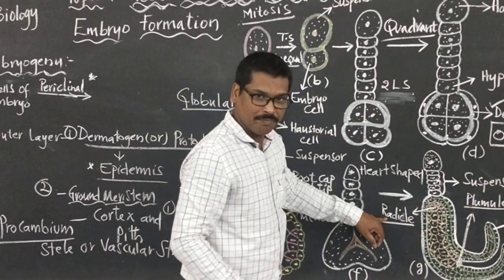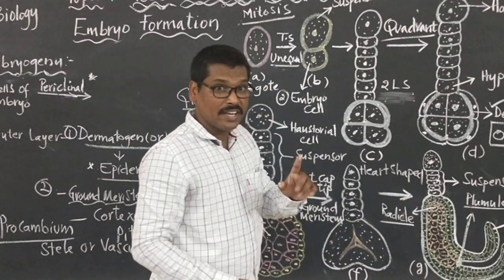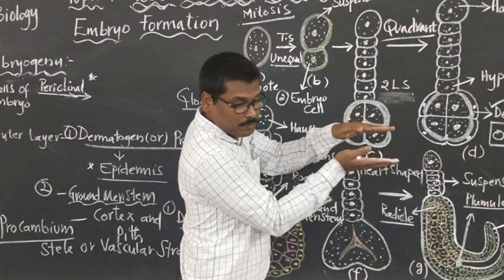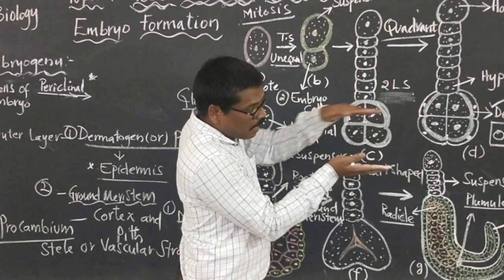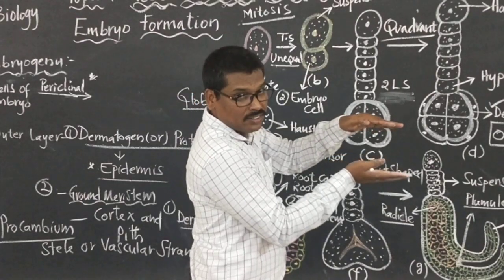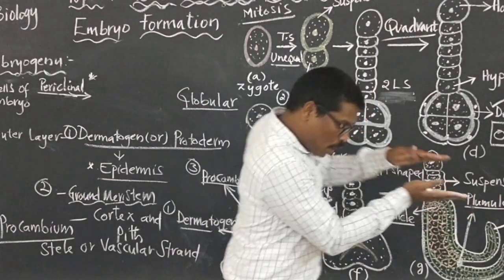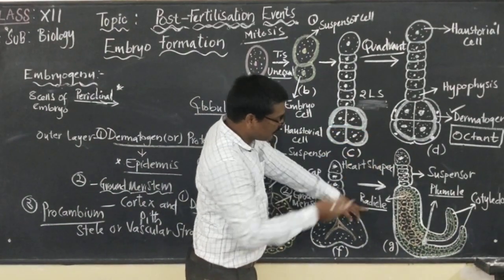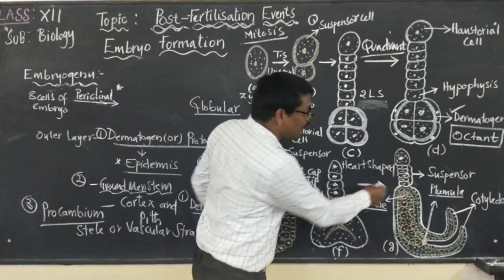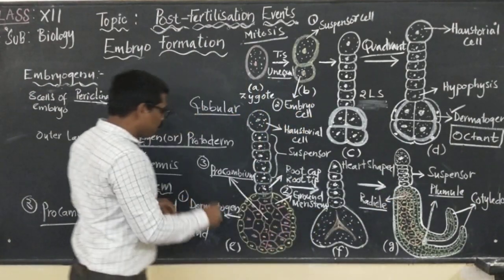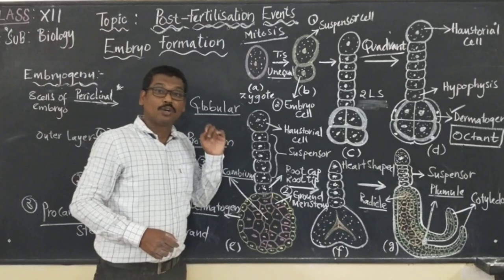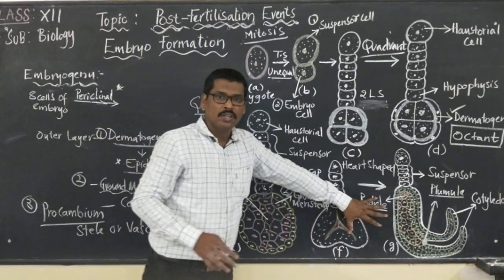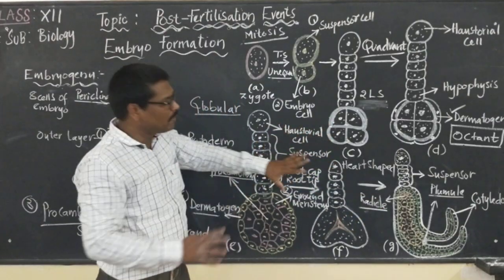Radicle. And this radicle, already we said that when this octant is dividing, it is forming two layers, two tiers. The upper layer will be giving rise to what? The shoot system, plumule and cotyledons. The lower layer, the four cells as the second layer, it is giving rise to what? Radicle, along with the help of hypophysis, which helps in formation of the root tip and root cap. So this is how the complete growth and development of the embryo will be taking place.